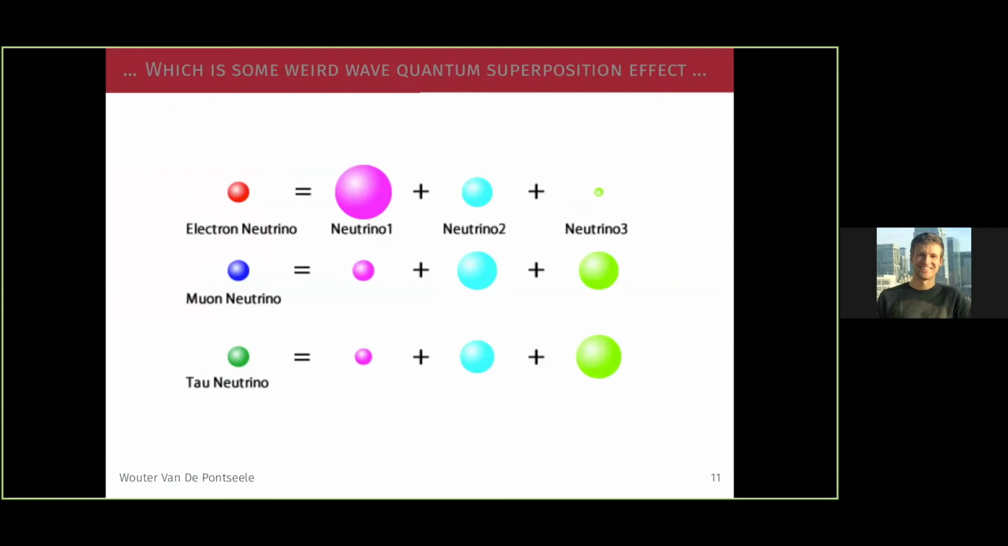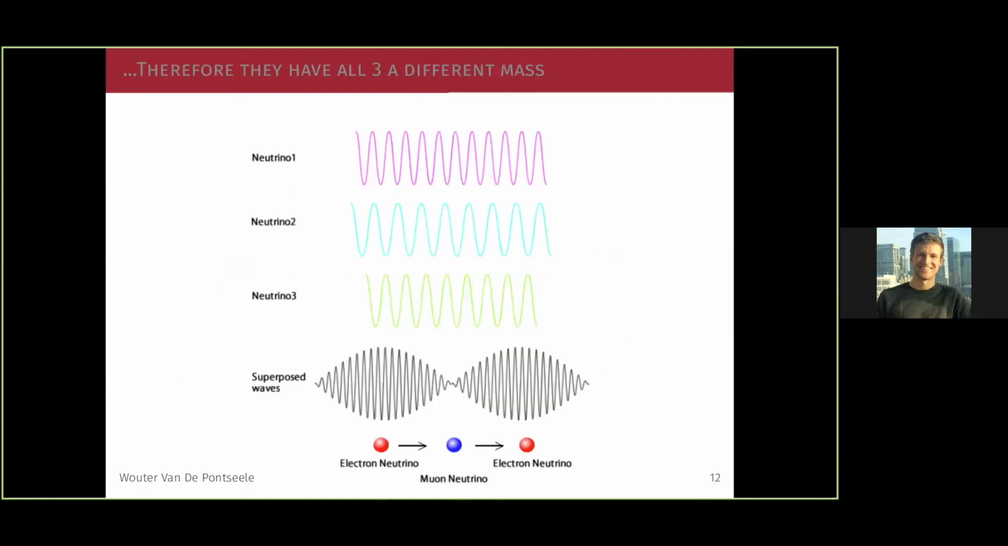So if I say an electron neutrino, I actually mean a bit of a neutrino with mass 1, a bit of a neutrino with mass 2, and a bit of a neutrino with mass 3. And therefore, all these neutrinos are combinations of each other. And now we are going to get a bit into quantum mechanical superposition, but don't worry too much.